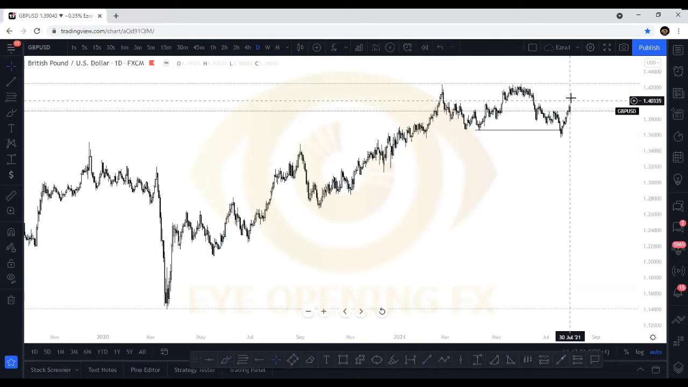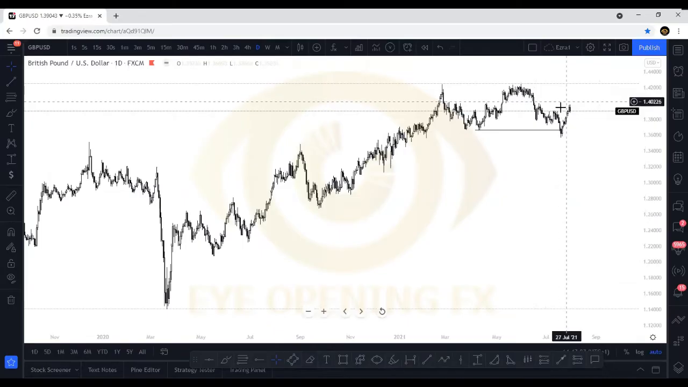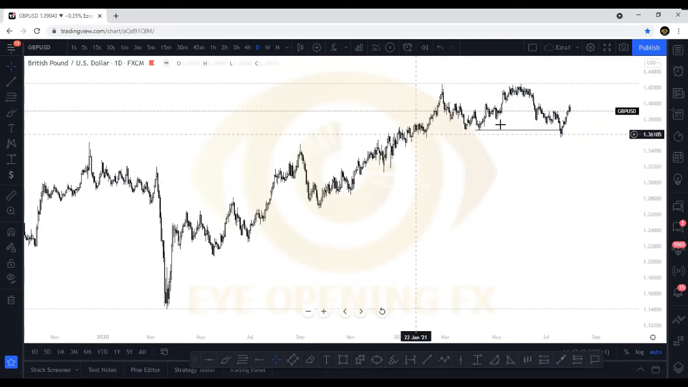So now what it will do is it will go for this upside liquidity before it continues the sell. It will go for this upside liquidity before it continues the sell move.